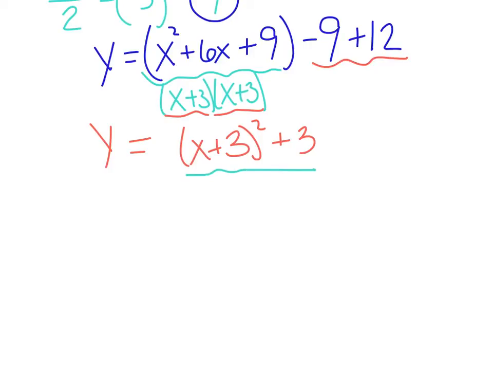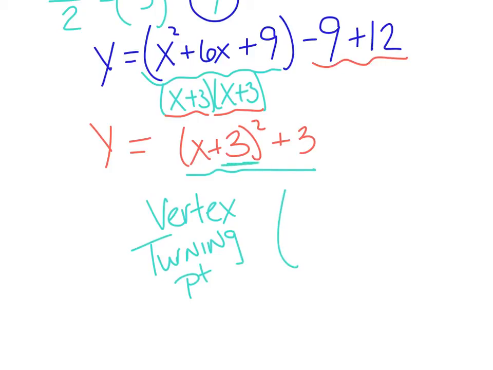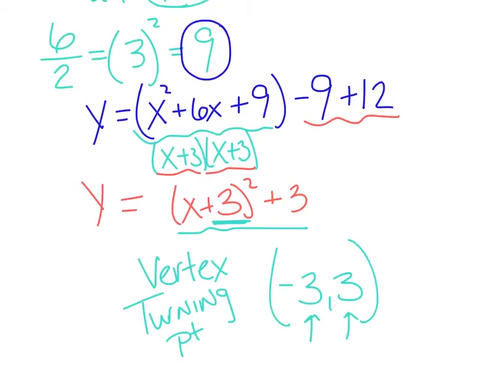So my vertex, another name for vertex, of course, is turning point, is going to be horizontal shift, but the opposite, negative 3, comma 3. So now we can easily go back and graph this function. I'm basically just taking all my points and moving them left 3 and up 3. So let's go back to this graph.